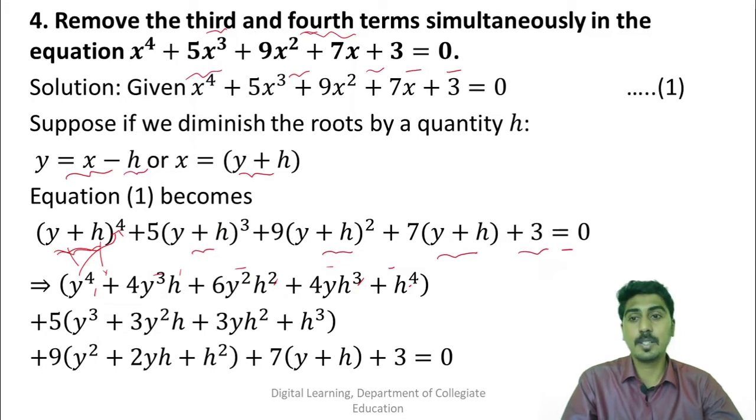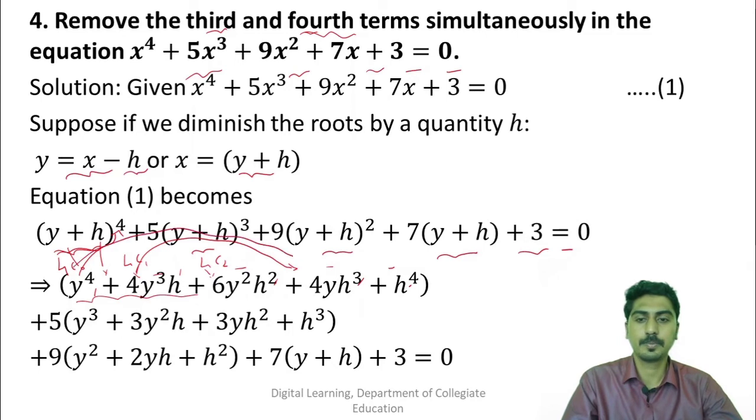Now the coefficients are 4c0, 4c1, 4c2. 4c0 is 1, 4c1 is 4, 4c2 is 6. Stop at the middle term. As we have a symmetry, write down the same in the reverse order: 4 and 1.